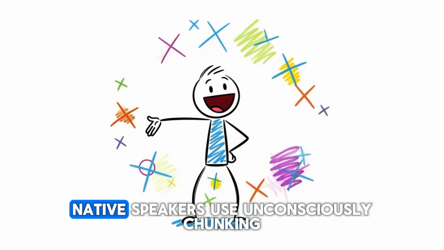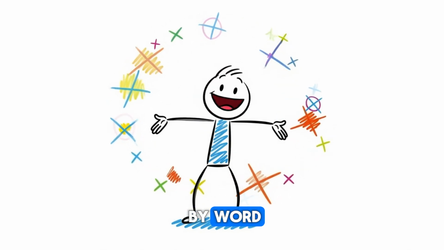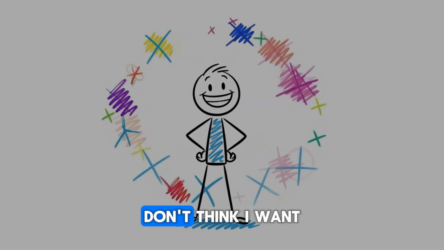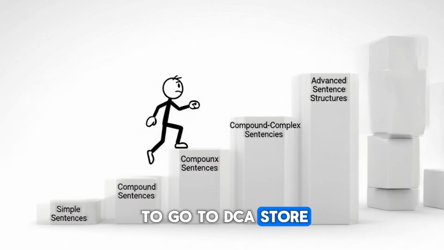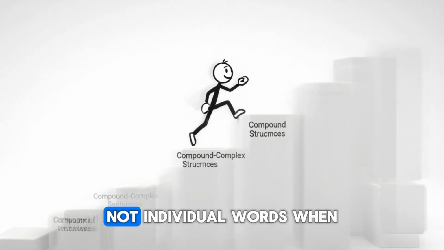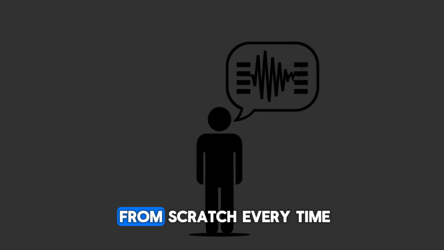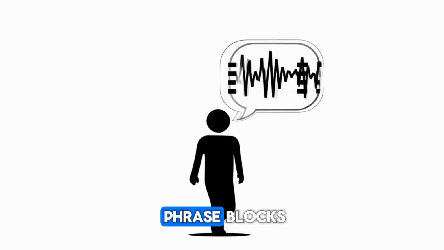Here's a technique that native speakers use unconsciously. Chunking. Instead of thinking word by word, think in meaningful chunks. Don't think I, want, to, go, to, the, store. Think I want to go to the store. Native speakers process language in phrases, not individual words. When you chunk, you speak more fluently because you're not constructing from scratch every time, you're using pre-built phrase blocks.